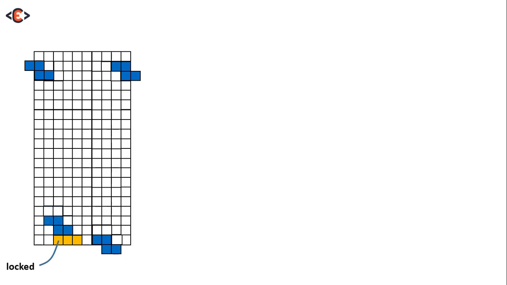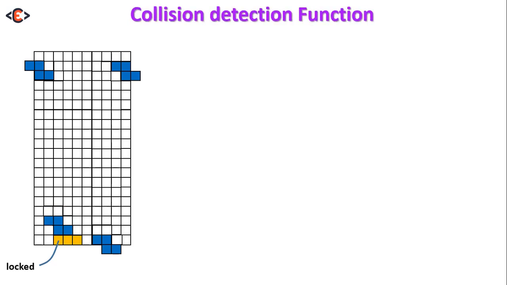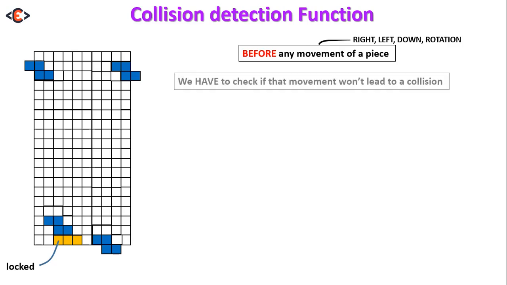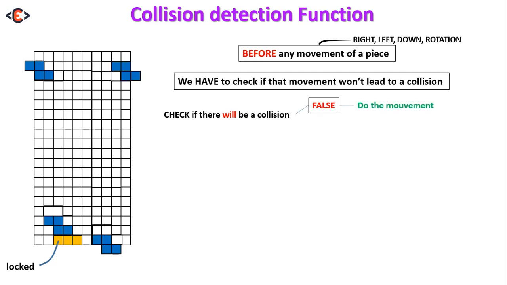This must not happen in the Tetris game, so we need here a collision detection function. What this function does is, before any movement of a piece, right or left, down or rotation, we have to check if that movement won't lead to a collision. Means check if there will be a collision. If it's false, we do the movement. If it's true, means there is a collision, we don't do the movement.